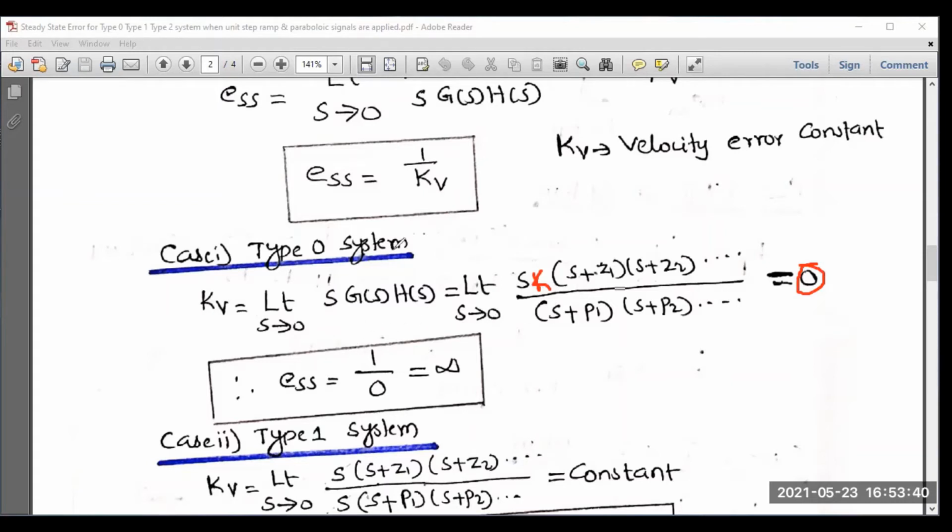If kv is equal to 0, what is the value of steady state error? You have to recall the formula 1 by kv. That means 1 by 0. What is the value of 1 by 0? It is infinity. I hope it is clear. Let me apply the type 1 system.